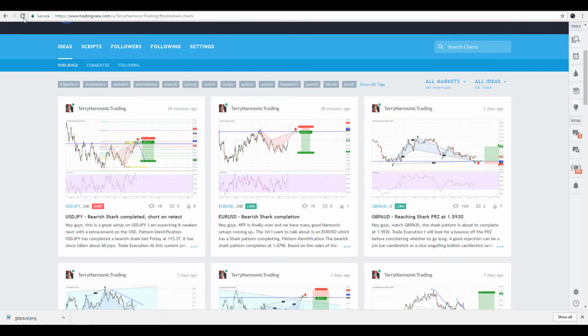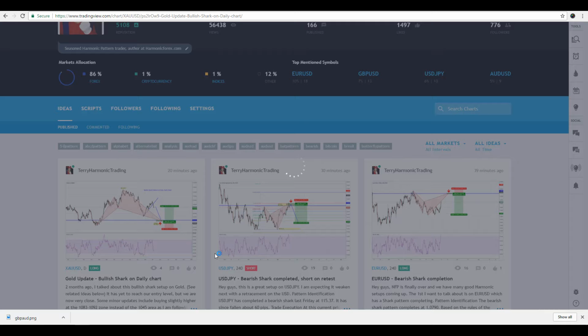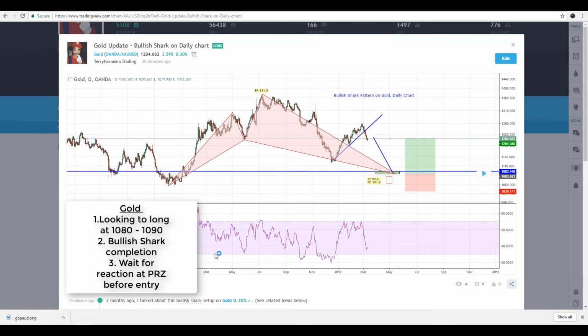Last but not least, I want to talk about my final setup, which is on gold. So gold, this is a setup that I talked about 2 months ago. I'm still waiting to go long on gold, and the price range has been revised to around 1080 to 1092. This is a perfect shark pattern where it completes the BA 1618 extension and the XC 886.